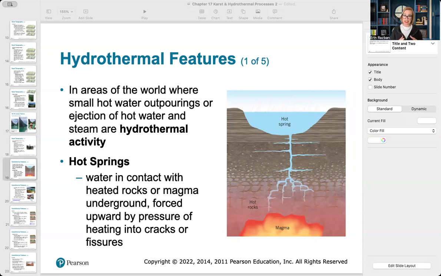As this water heats, it becomes less dense and rises back to the surface through fractures and fissures in the rock, creating the spectacular features we will discuss today. So, hot springs, what are hot springs? Hot springs are the most common thermal features that we see. They occur when heated groundwater rises to the surface through these cracks and fissures in Earth's crust.